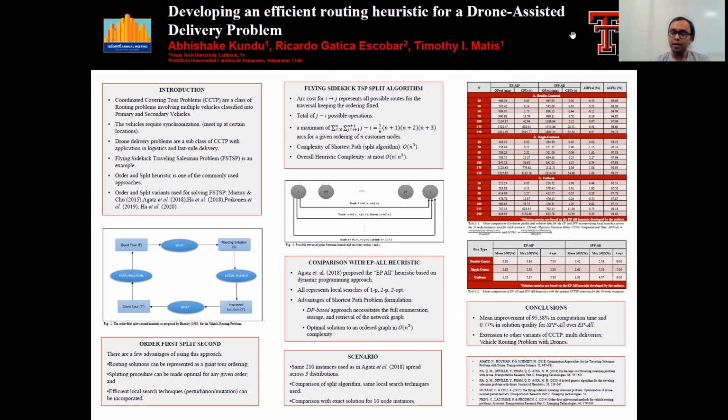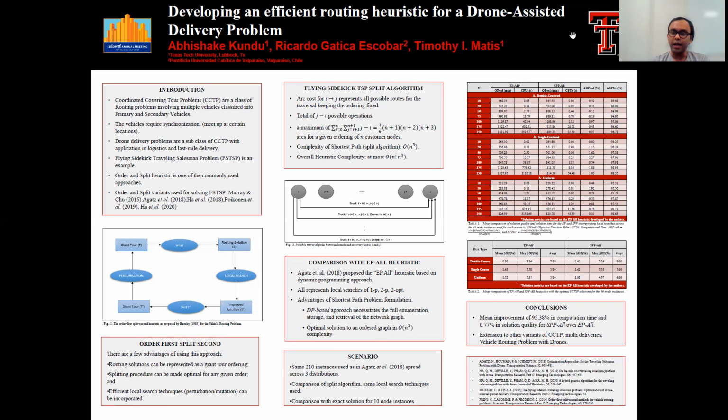So to begin, coordinated covering tour problems or CCTP is a class of routing problems that involve multiple vehicles, which can be classified into primary vehicles or secondary vehicles, and they may travel independent of each other. However, they are required to synchronize, which means they're constrained to meet up at certain locations within the network, possibly many times, presumably due to the autonomy limitations of the secondary vehicle.